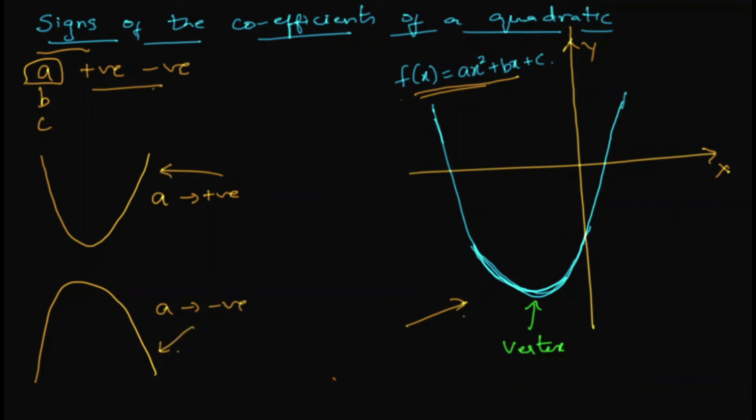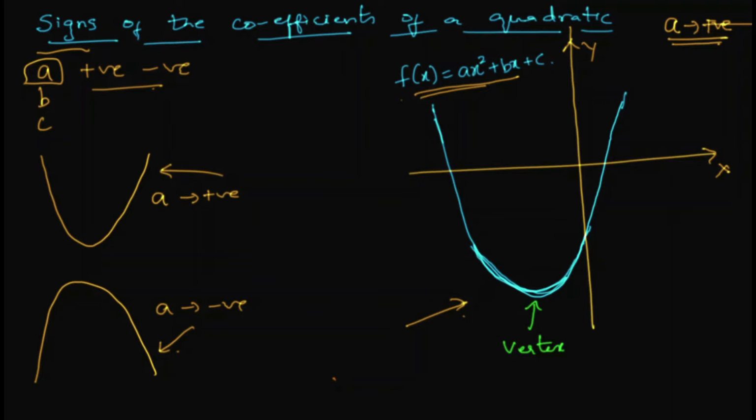So in the given parabola, what should be A? It's a parabola opening upwards, so A must be positive. So let's write the answer here. A is positive. It is easy to figure this out just by looking at the way the parabola has opened up. It has opened upwards. So A is positive. Let's keep it aside.